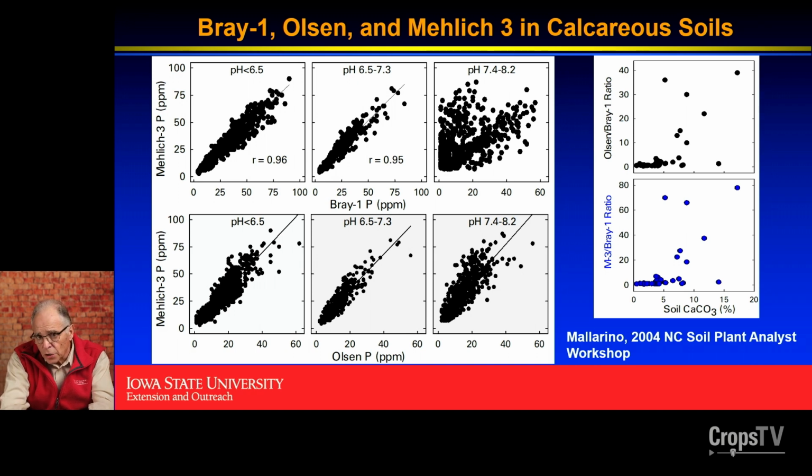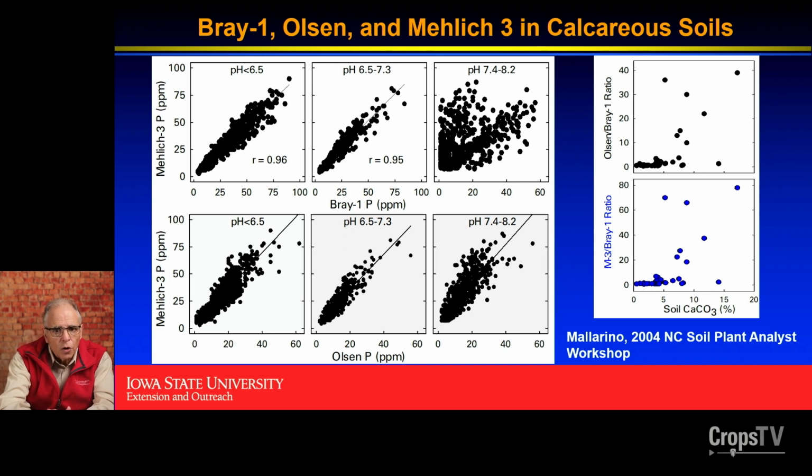Just a reminder, the only issue we have with all these four tests that we recommend is that the Bray in many highly calcareous soils doesn't work well. For example, there we have three cases: pH less than 6.5, pH between 6.5 and 7.3, and pH 7.4 to 8.2. Those are calcareous in Iowa. So you see that below about pH 7.3.